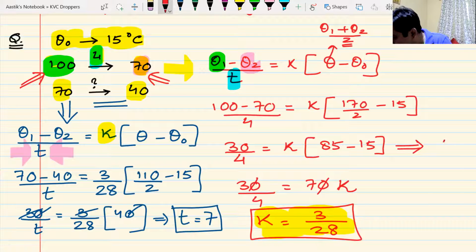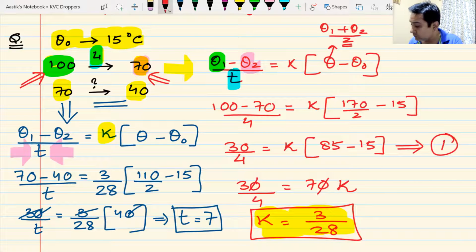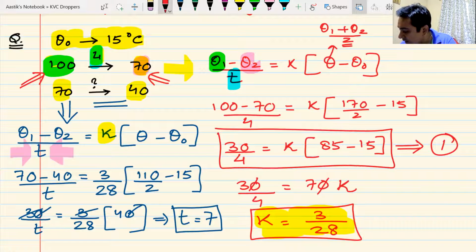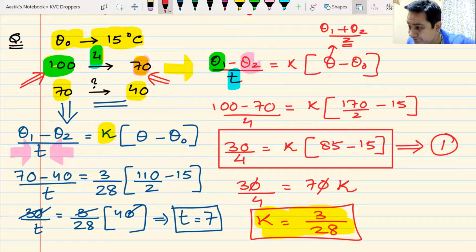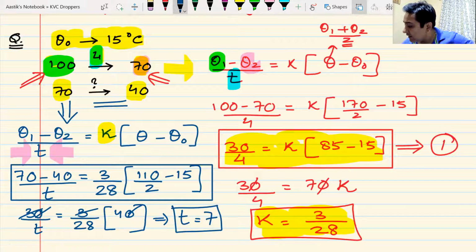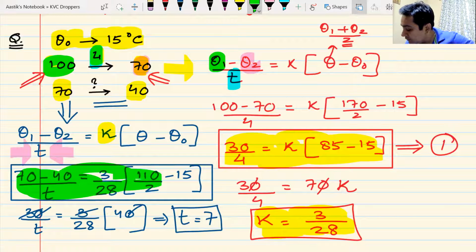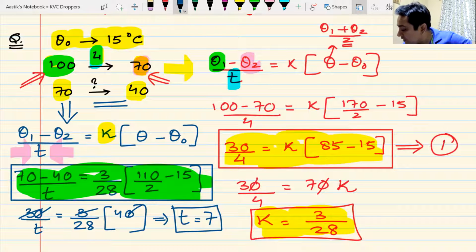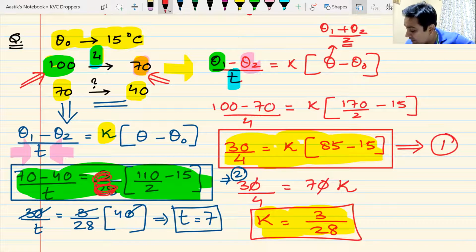Let me call this as equation number 1. I hope everyone is looking here. Can everyone see this equation number 1? The yellow equation in the red box. Let me call this equation as equation number 1, and let me call this other equation, again in the box, painted green, as equation number 2. And here what do I do? Instead of writing the value of k, I cut the value of k and I simply write k.